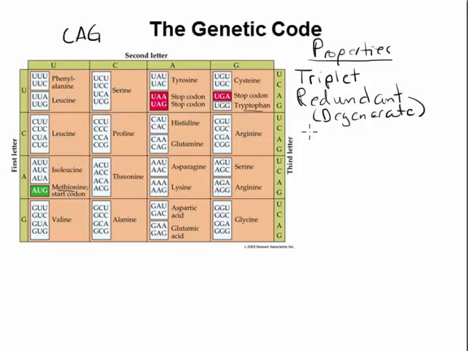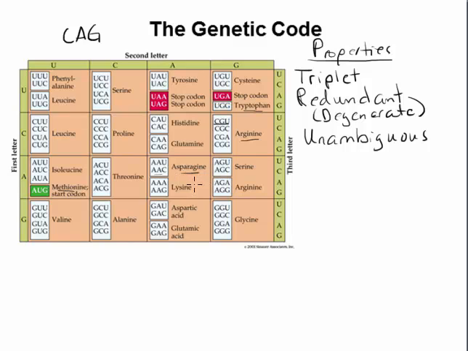But the converse is not true, right? The converse of redundancy would be ambiguity, and that is definitely not the case. The code is absolutely unambiguous. For any given codon, there's no question as to what amino acid is specified. The codon CGU is always going to specify arginine. The codon AAC is always going to specify asparagine.